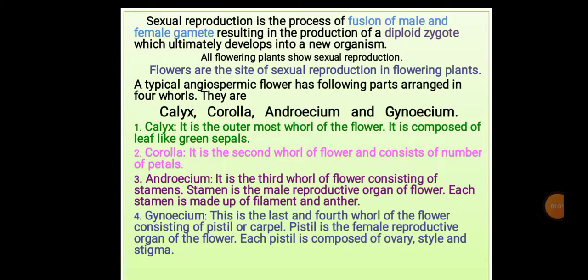Now, I think you understood. Sexual reproduction is the process of fusion of male and female gametes, resulting in the production of a diploid zygote, which ultimately develops into a new organism. All flowering plants show sexual reproduction. This is the one main thing.